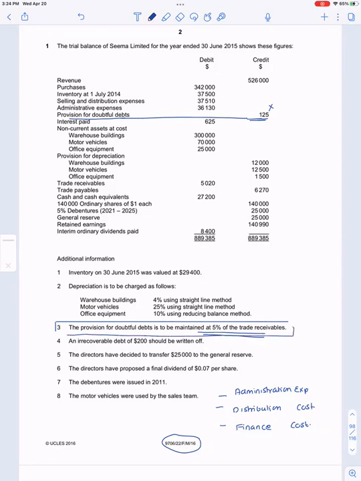If it is an increase in provision, then it's an expense. And if it's a decrease, it's an income. But what is the increase or decrease? Provision for doubtful debts is 5% of trade receivables. Calculate, please. What is 5% of trade receivables? Can you all tell me? What is 5% of 5020?